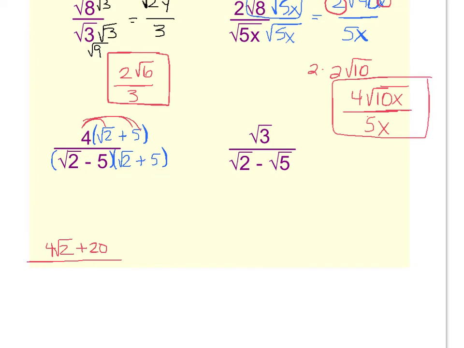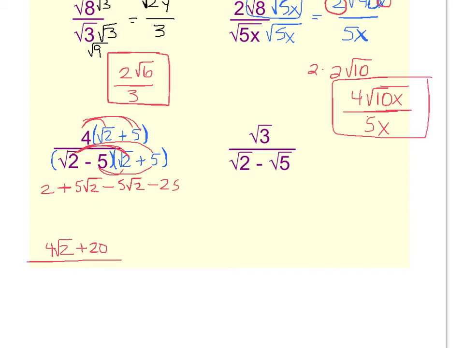So we're going to take the square root of 2 times the square root of 2 first. Now square root of 2 times square root of 2 is just a 2. Then we'll do the square root of 2 times 5, and so plus 5 square roots of 2. And now we have a negative 5 times the square root of 2, so minus 5 square root of 2. And then negative 5 times 5 is a minus 25.